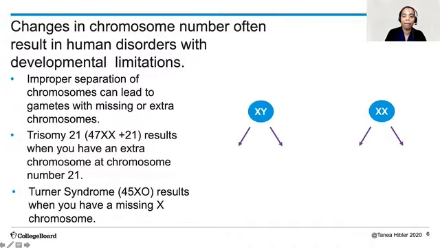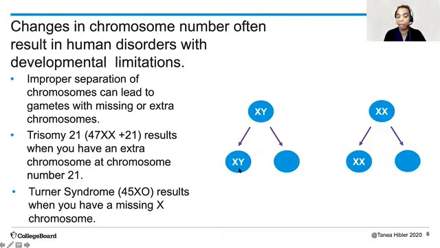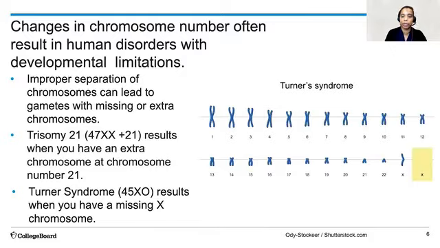So let's say you have your cells, and your sex chromosomes are supposed to separate when you're going to make your gametes. Well, if they don't separate properly, you end up with gametes that either have too many sex chromosomes or they're missing their sex chromosomes. If those are the gametes that are going to be used during fertilization, then you can end up with a disorder like this, which is Turner syndrome. And looking at this karyotype, we can see here that this individual is missing an X chromosome.